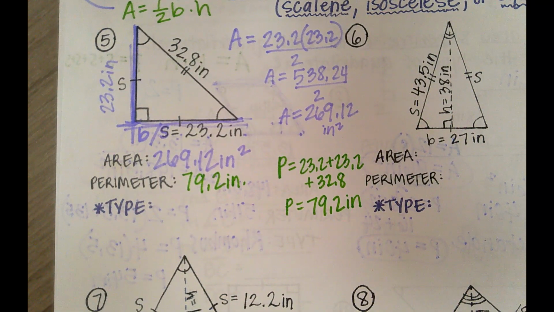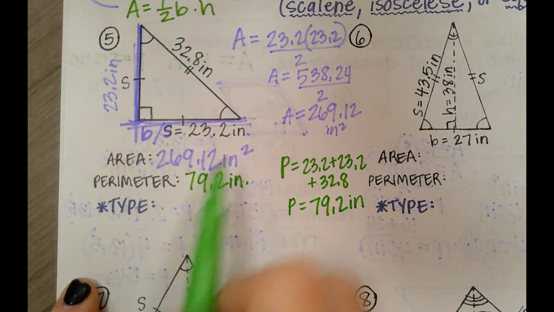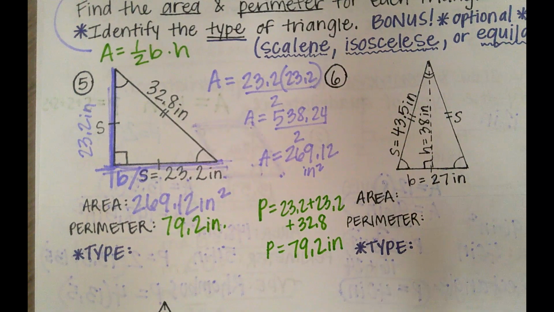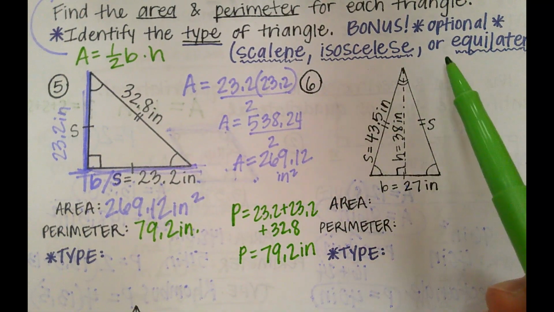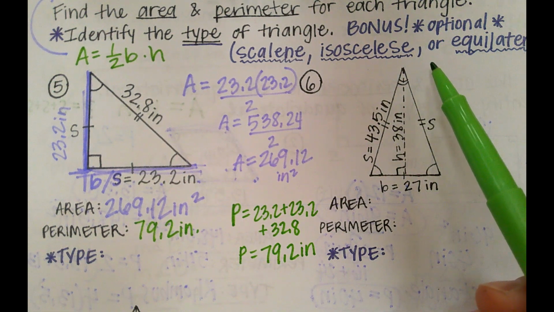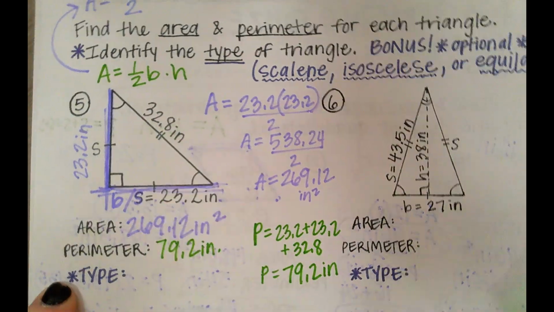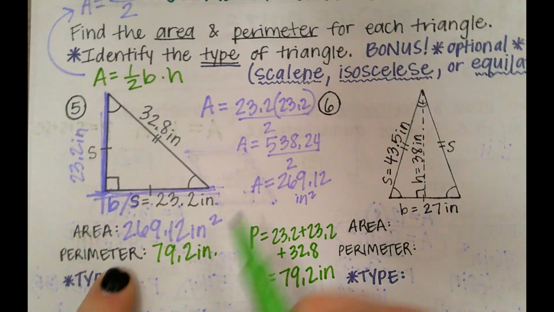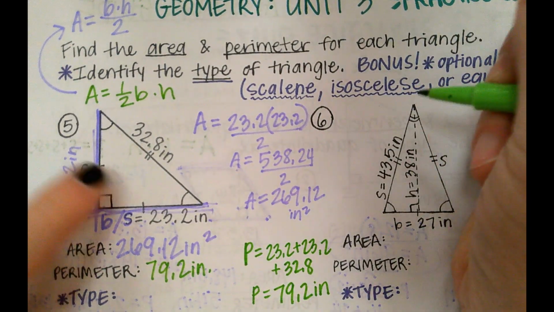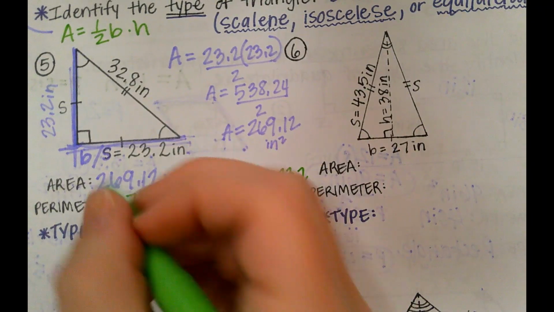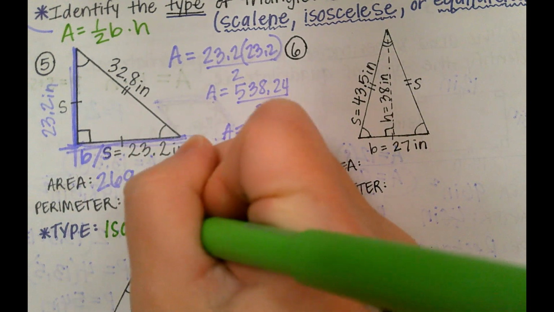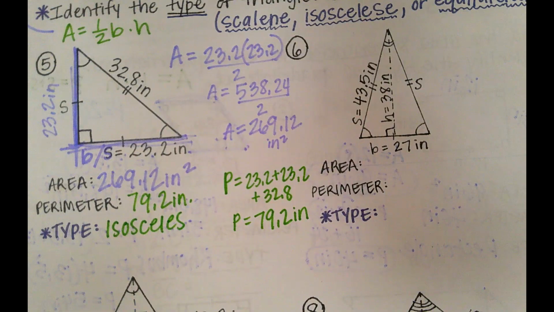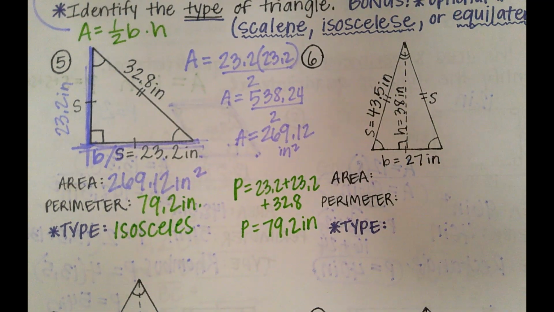Okay, so we've got our area, we've got our perimeter. What type of triangle is this? And I'm wanting to know, is it scalene, isosceles, or equilateral? This is a bonus question. It's from last unit. You're right, isosceles. Yes. So remember, isosceles, two sides are the same. And that's what we've got here. So this would be an isosceles. Yes. So we don't need the other part, just the isosceles.